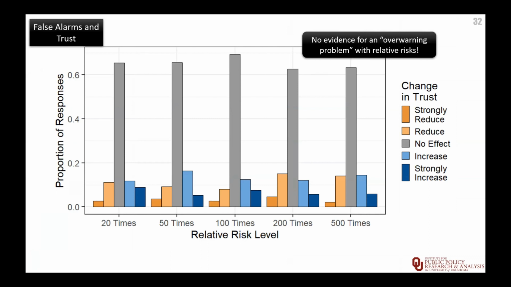Over 60% of respondents for each of the different relative risk levels said that a false alarm forecast would have no effect on their trust in future forecasts. And in fact, if you notice, these are almost all very, very sharp but normal distributions, where we have a relatively equal number of participants saying that it would reduce their trust or increase their trust. So the net effect that we're seeing here is basically nil. There's not really an impact on trust from this scenario that we presented to our participants.